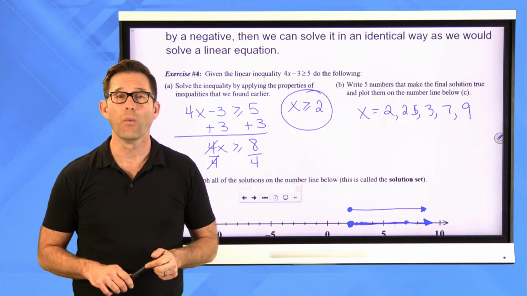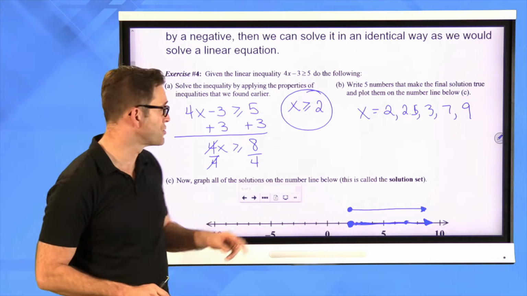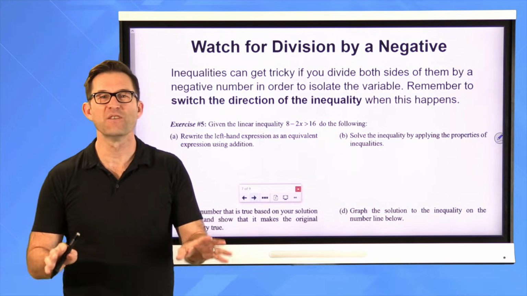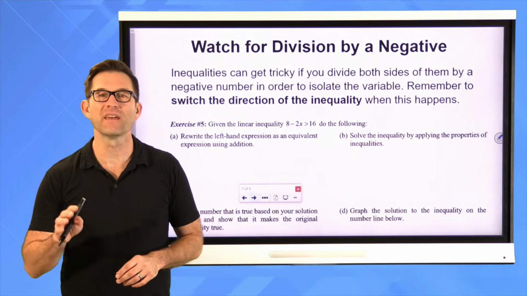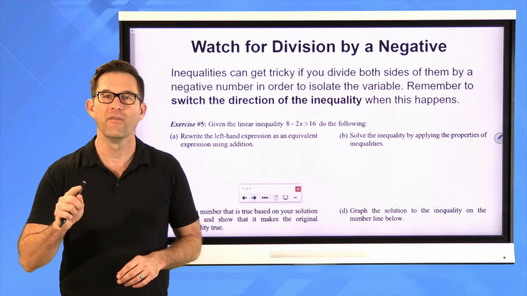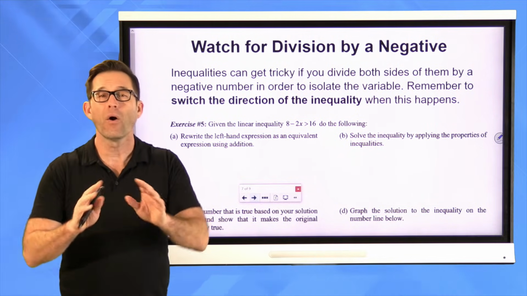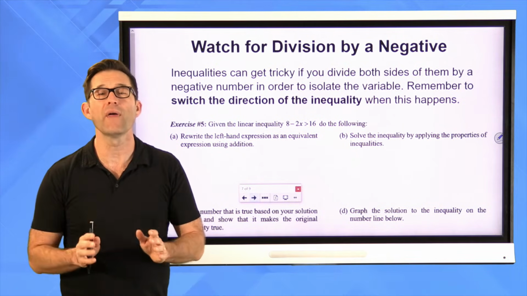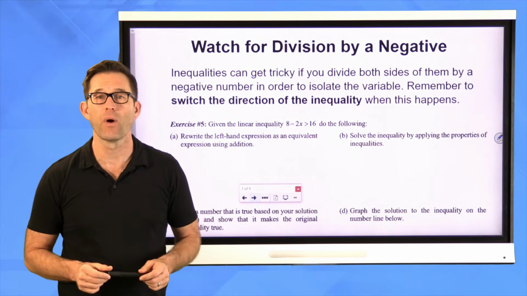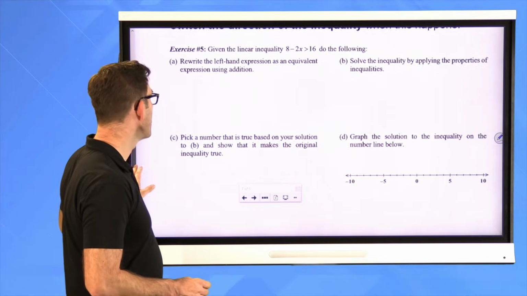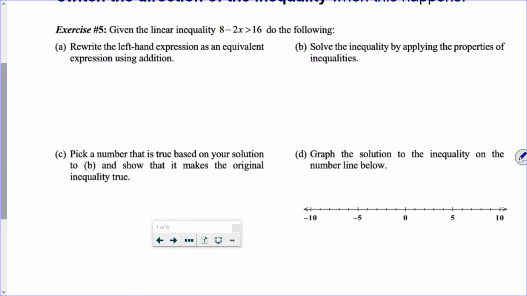Now let's take a look at one that's got that special exception to it. Watch for division by a negative. Inequalities can get tricky if you divide both sides of them by a negative number in order to isolate the variable. All you have to remember is when you do that, you must switch the direction of the inequality. Now let's take a look at a classic example, exercise number 5.